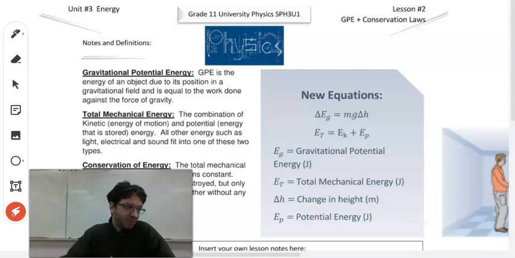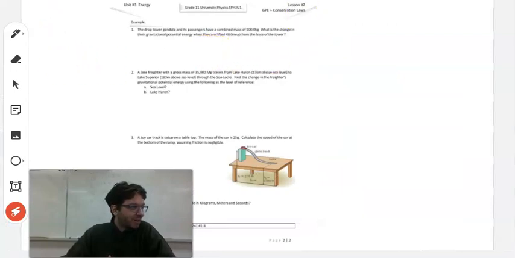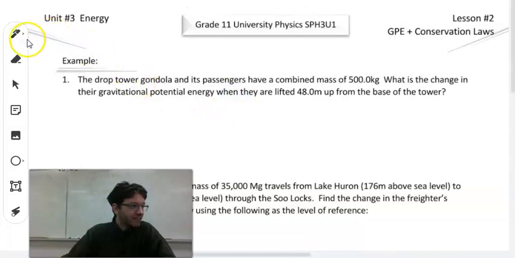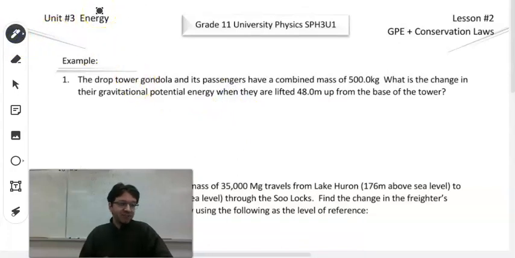So let's try the first example. The first example says here we have a drop tower gondola, so like at an amusement park, a drop tower, like Tower of Terror or Drop Zone, something like that. And its passengers have a combined mass of 500 kilograms. So the whole thing is 500 kilograms. What's the change in their gravitational potential when they're lifted 48 meters up from the base of the tower?